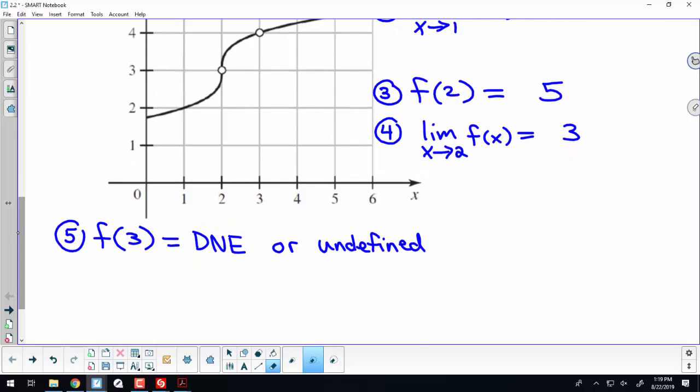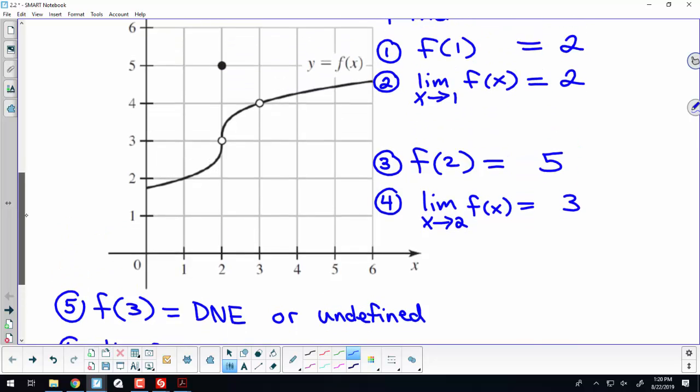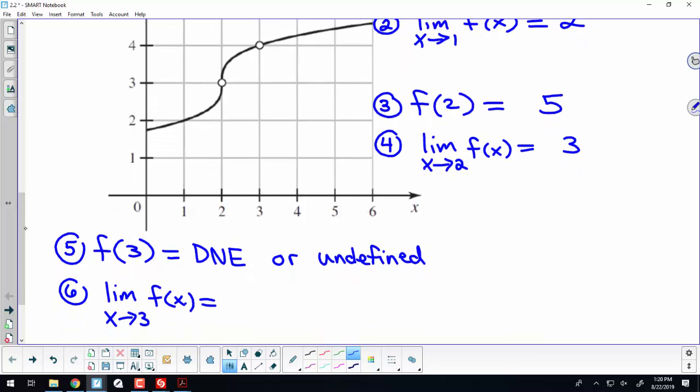Can we compute the limit as x approaches 3 on f of x? What would the limit be? 4? Does everybody agree? The limit as x approaches 3 is equal to 4? Okay. Because as x gets closer and closer to 3, the y values get closer and closer to 4.